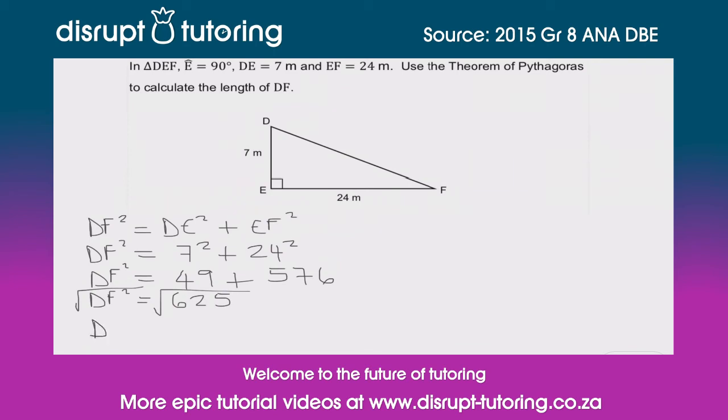Now, DF, therefore, because the square root cancels out the square, so we need to see the square root of 625 is equal to 25. And remember your units of meters. And that gives you the final answer and a good couple of marks for this question.